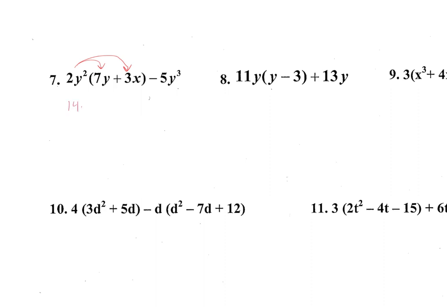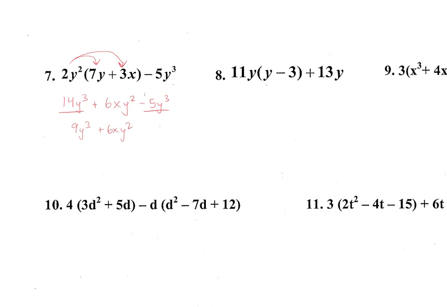So this is going to be 14y cubed plus 6xy squared. The x goes up front because it's higher in the alphabet. Minus 5y cubed. Now that I'm done multiplying, I'm going to look to see if there are any like terms. I have a y cubed and a y cubed. This is going to be 9y cubed plus 6xy squared. And you can leave it like that. All right, let's move on to number 8.